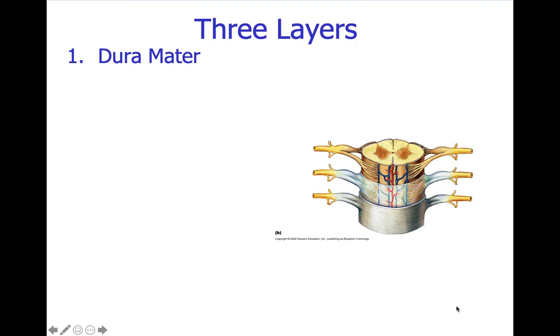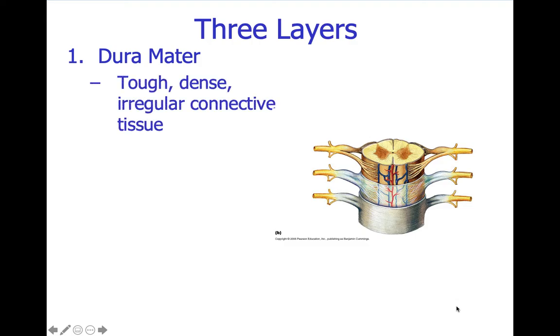Deep to that, we go up a step. All three of these layers are continuous all around the spinal cord, but we've cut them away so we can see what's deep to, what's inside of that particular layer. So we're going to start with the dura mater, the outermost layer, and in this diagram, it's going to be the bottommost band that you see.